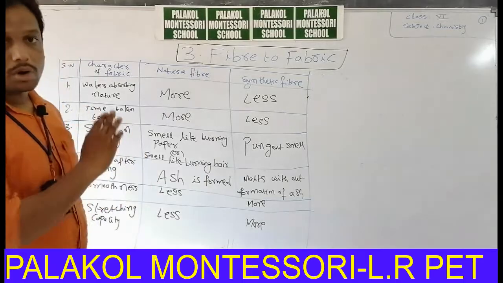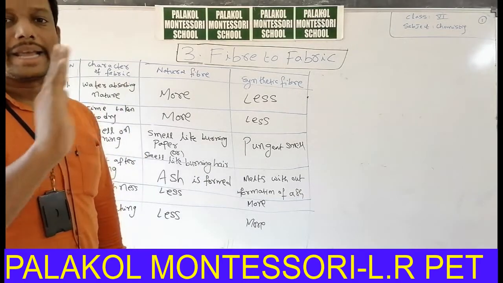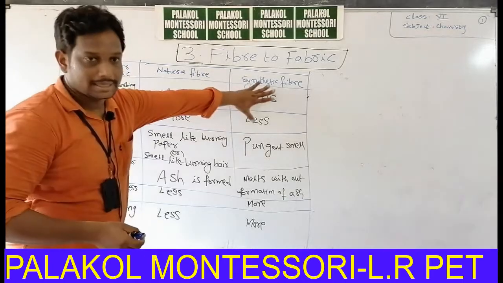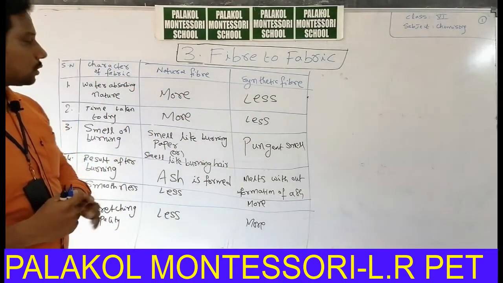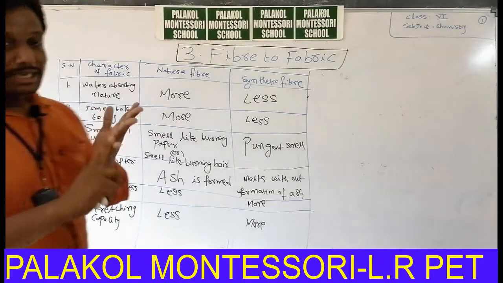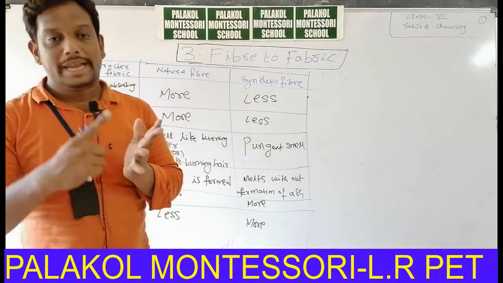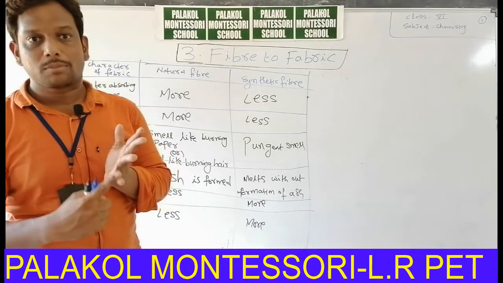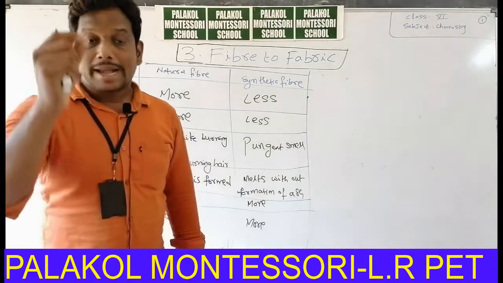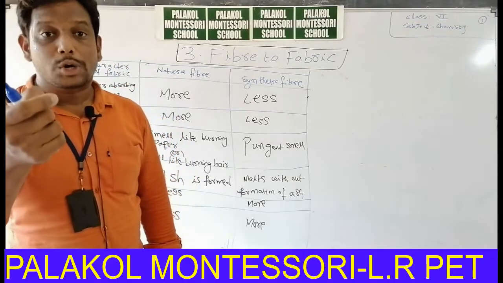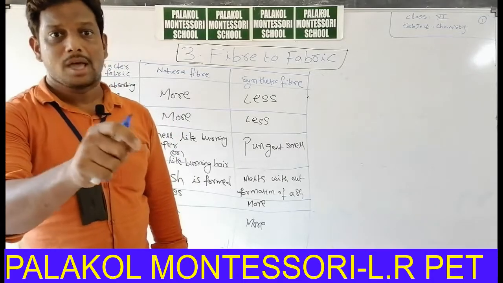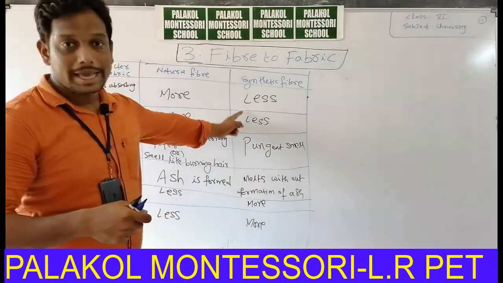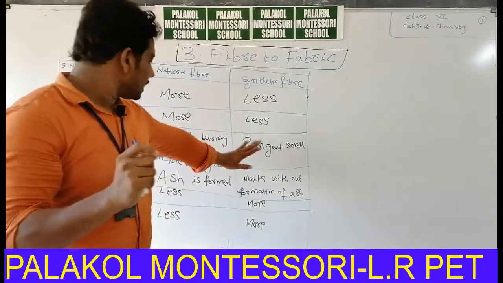From an examination point of view, for an 8 marks question, write the differences between synthetic fibers and natural fibers. Otherwise, they give this table without any answers and you fill it in. So I will repeat this. Natural fibers have high water absorbing nature, synthetic fibers have less. Natural fibers take more time to dry, synthetic fibers take less time to dry. If you heat natural fiber, it produces smell like burning paper or burning hair. If you heat synthetic fiber with the help of flame, with a gas stove, it produces pungent smell, ghataina vasana in Telugu.